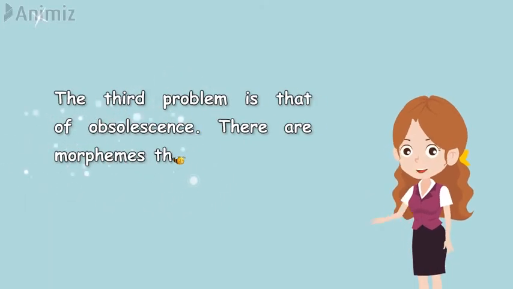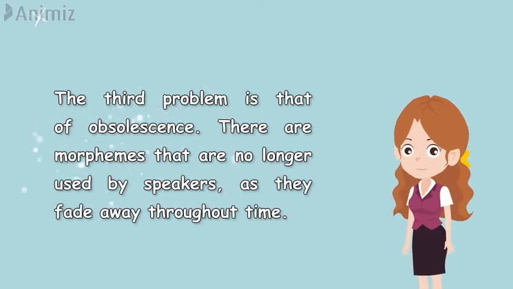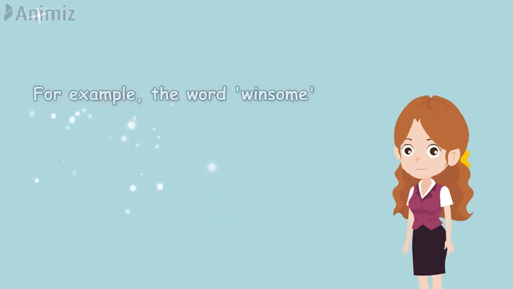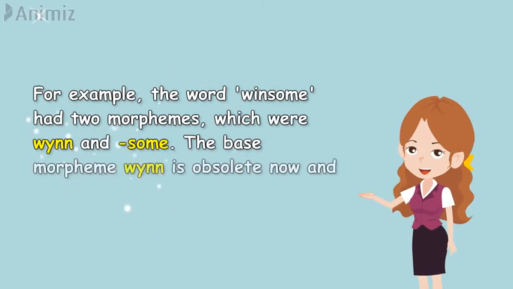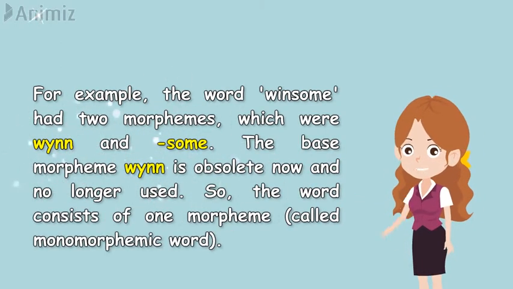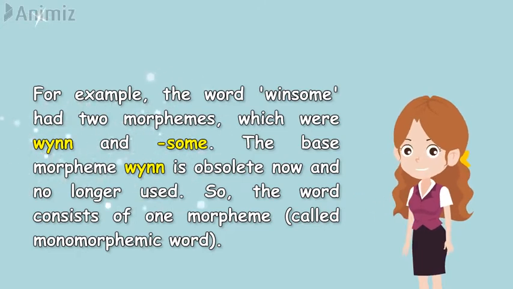The third problem is that of obsolescence. There are morphemes that are no longer used by speakers, as they fade away throughout time. For example, the word winsome had two morphemes, which were win and some. The base morpheme win is obsolete now and no longer used. So, the word consists of one morpheme, called a monomorphemic word.